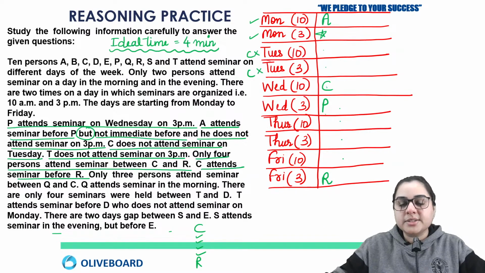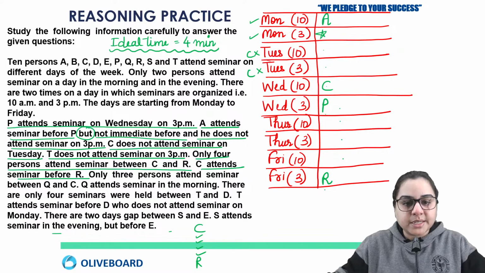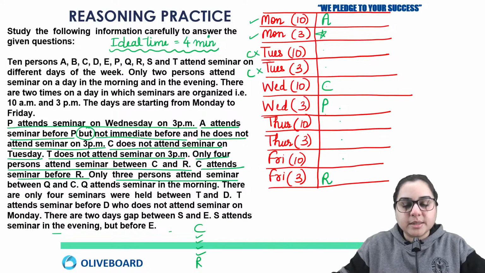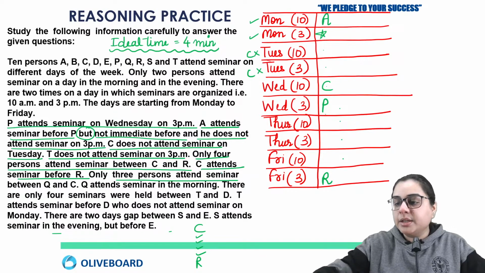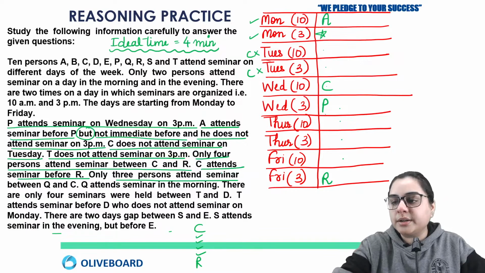Okay, so it is just Wednesday and C and R. This is how we are going to fill. Okay, next information is that there are 3 persons who are attending seminar between Q and C. So how are we going to do this?